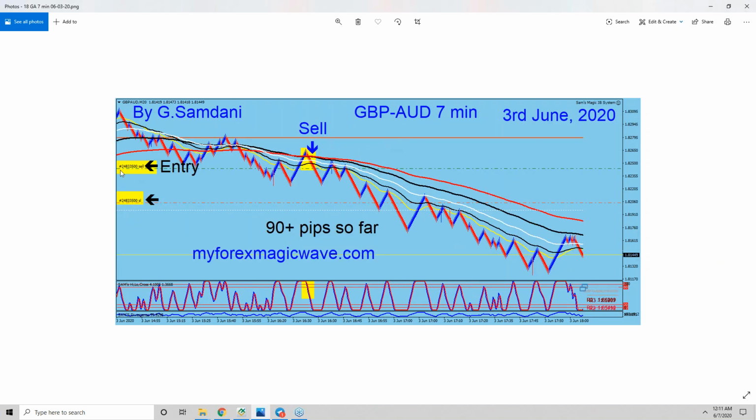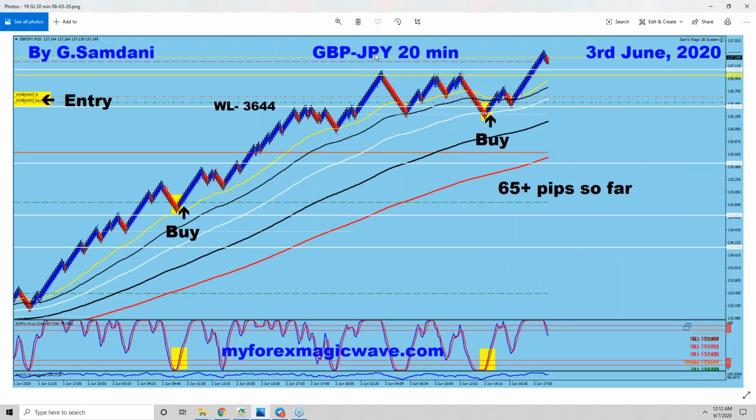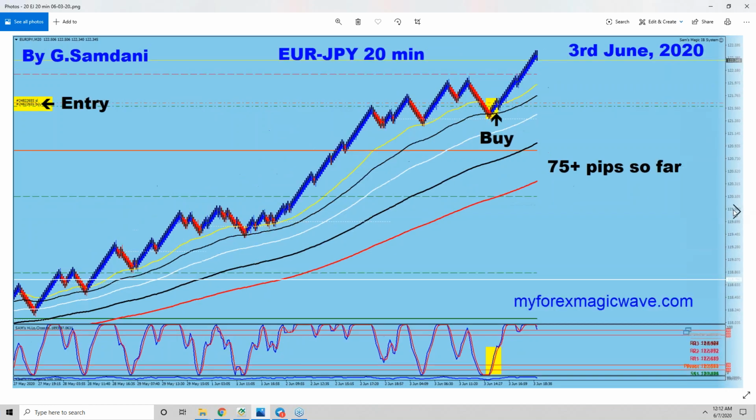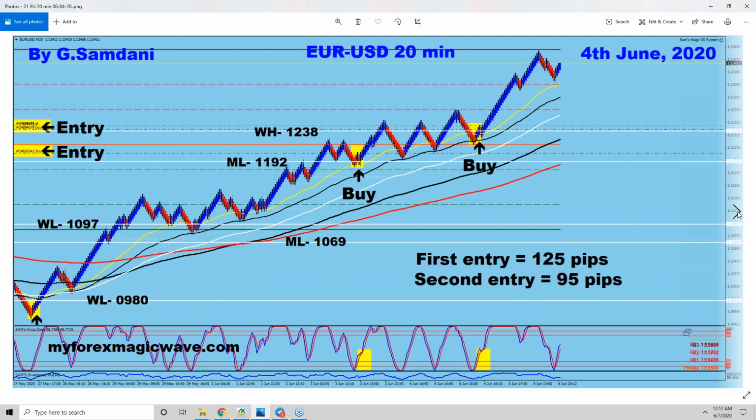Pound Aussie sell order, see this here as SL move, excuse me, June 3rd, pound Aussie, 7-minute. A lot of trades in this week. Pound yen buy order 65 pip on the 3rd. On the 3rd June, euro yen buy order. It is already moved. These pairs already have gone too far, and so these are like small trades, and I closed them early because they have gone up already too far.